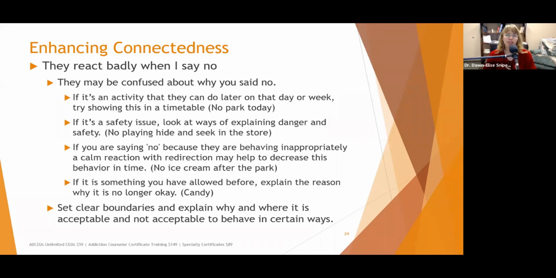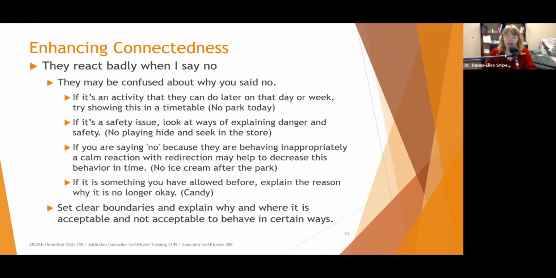If it's something you've allowed before but you're not allowing now, explain the reason why it's no longer okay. If they ask for candy at 4:30 and you eat at 5 and you say no, they can get very confused. You need to explain to them, you can't have candy now because it'll spoil your appetite for dinner. You can have candy later or whatever it is, but you need to tell them specifically when later. Set clear boundaries and explain why and where behaviors are acceptable and not acceptable, and what is expected of them in different situations.